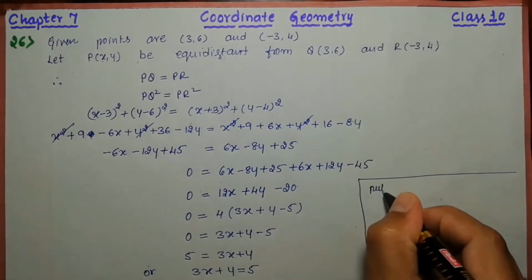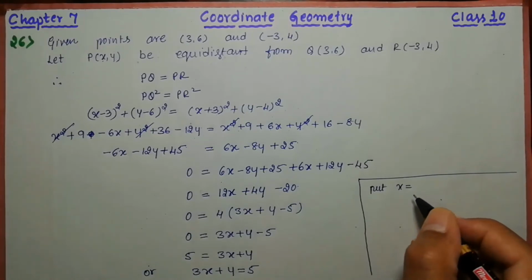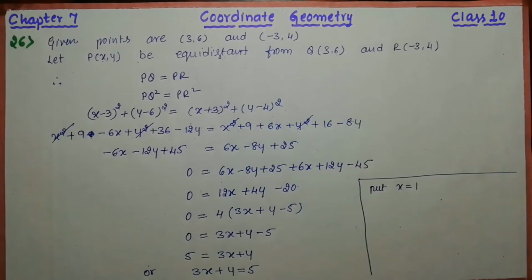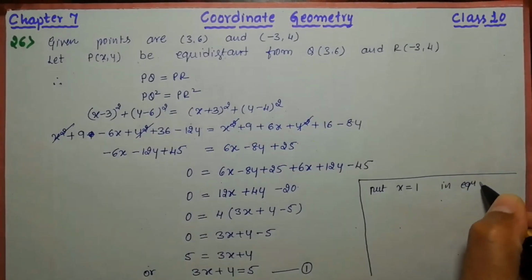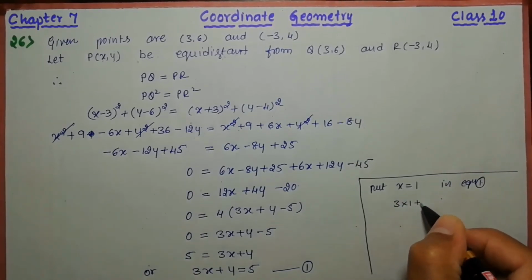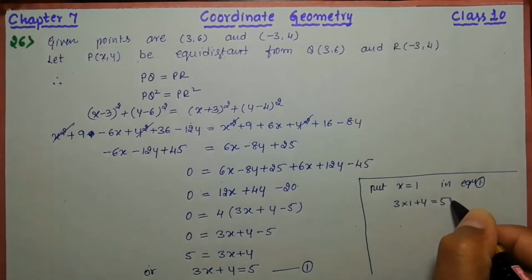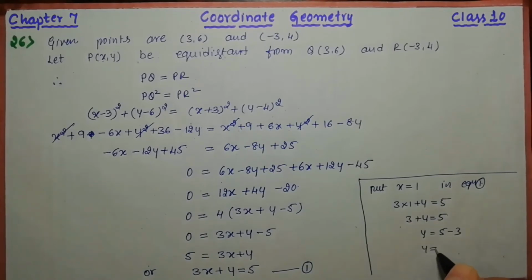Put x is equal to, you can choose any number. I'm going to choose x is equal to 1 and substitute here. Put x is equal to 1 and you need to denote this one as equation 1. So put x is equal to 1 in equation number 1. Then it will become like this: 3 into 1 plus y is equal to 5, means 3 plus y is equal to 5. So now y is equal to 5 minus 3, and y will become 2.